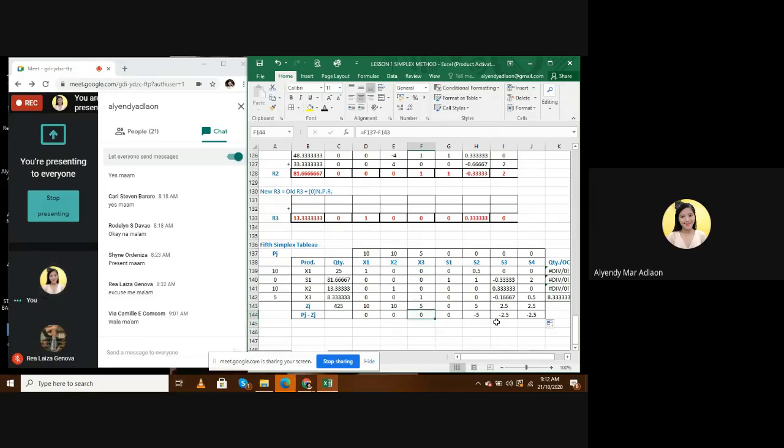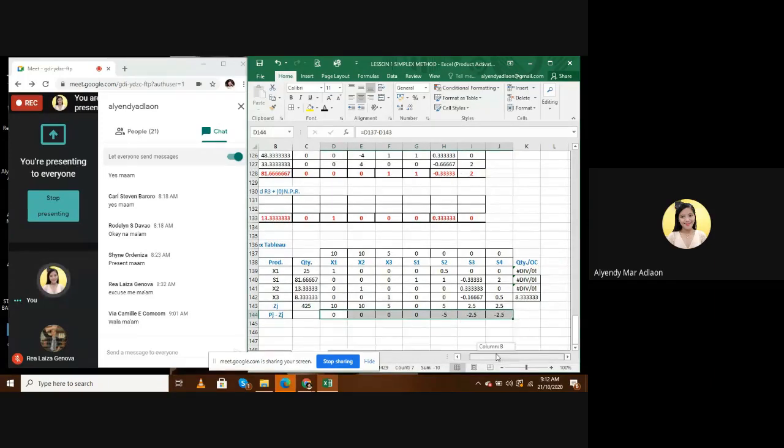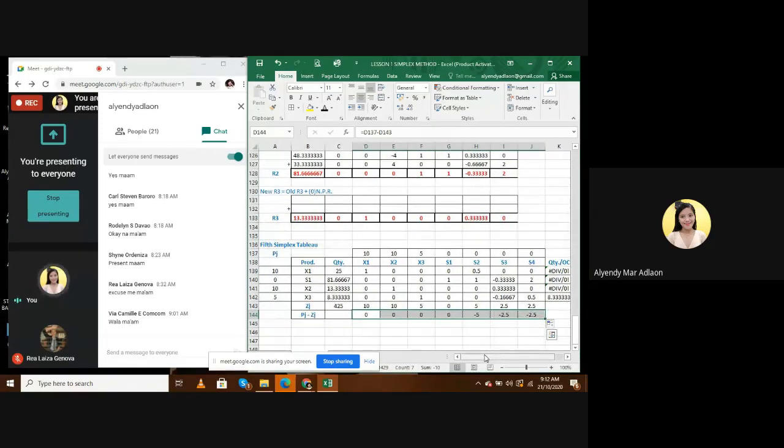pinaka-highest nga positive, no? Pinaka-highest nga positive. Now, so you can see, wala na may positive. So, if wala na kayo makita nga positive, then that only means nga, this tableau is already our answer. Okay, this is already our answer. Dili nita magbuhat og lain.